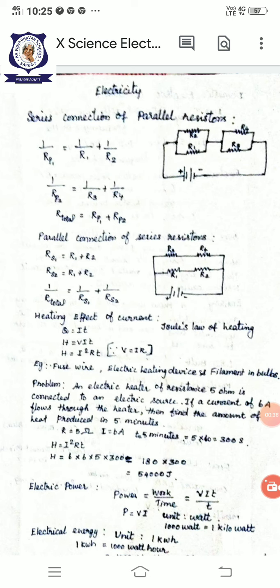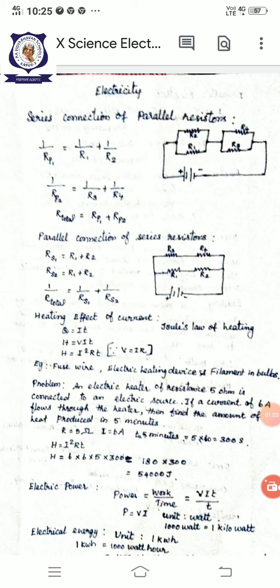Now, while we are connecting a number of resistors in series, what is the effective resistance? That is the sum of all the resistors in the circuit. For example, Rs, where s is series, is equal to R1 plus R2 plus R3, etc. If all are equal, that is n into R.